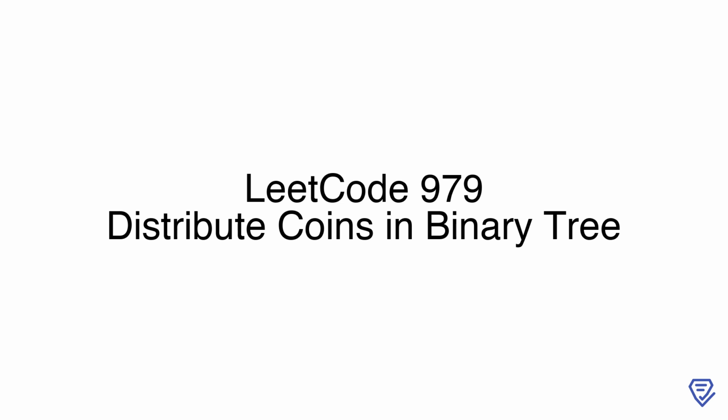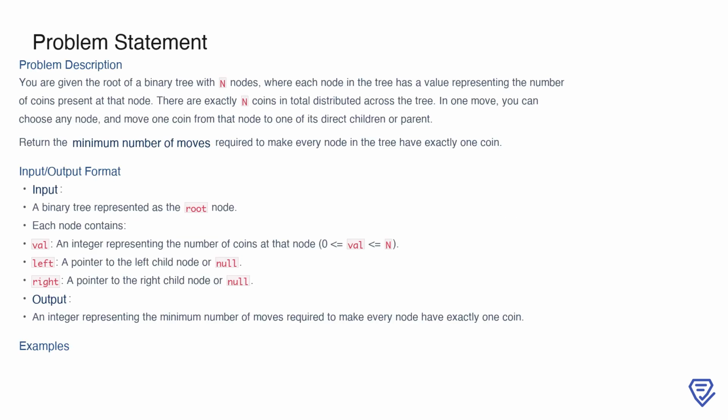Let's dive in. The problem asks us to distribute coins in a binary tree such that every node ends up with exactly one coin. You are given a binary tree with n nodes, and the total number of coins across the tree is also exactly n. Each node in the tree has a value that indicates how many coins are currently at that node.